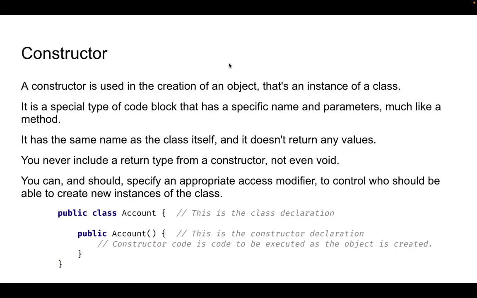Okay. Now it is a special type of block which has a specific name and parameters, much like a method. So it is like a method, but the only difference is it doesn't have a return type, and its name is the same as the class name. No other method can have the same name as the class, only a constructor can. So if you can see a sample of it, for public class account, if you want to create a constructor, it will become public account, like that.